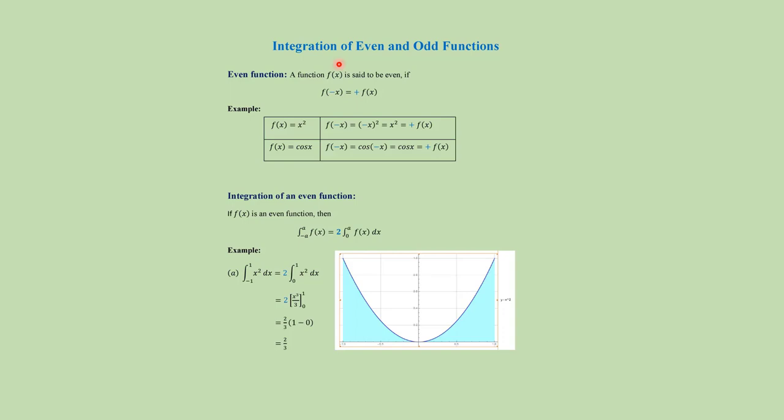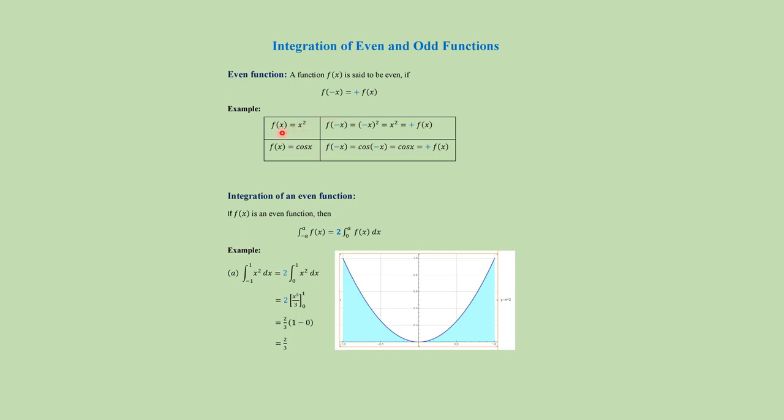In this video, we will learn how to integrate an even or odd function. A function f of x is said to be even if f of negative x equals f of x. That means if you replace x by negative x, then you will get back the same function f of x. This is an example of an even function.